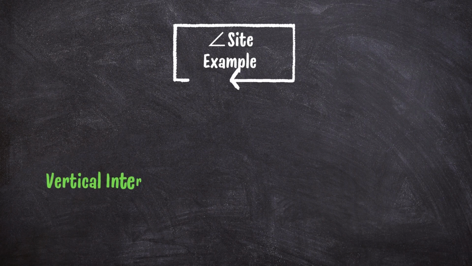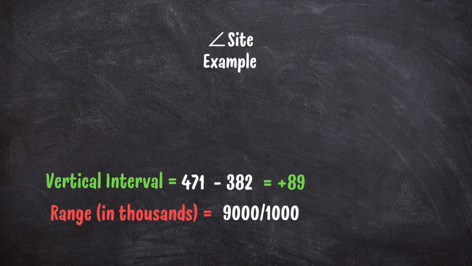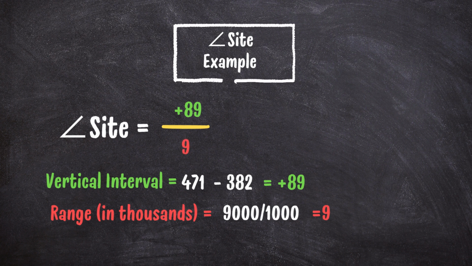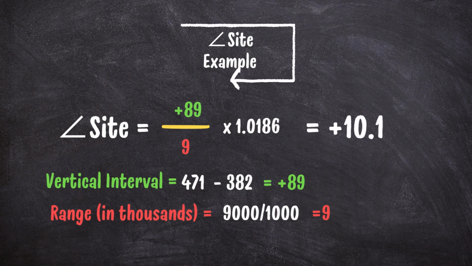Vertical interval is equal to 471 minus 382, which is equal to positive 89. Vertical interval is always signed. Range in thousands is equal to the chart range divided by 1,000, or 9,000 divided by 1,000, which equals 9, giving us angle sight equal to positive 89 divided by 9 multiplied by the smart guy factor, 1.0186, or positive 10.1. Angle sight is equal to positive 10.1.